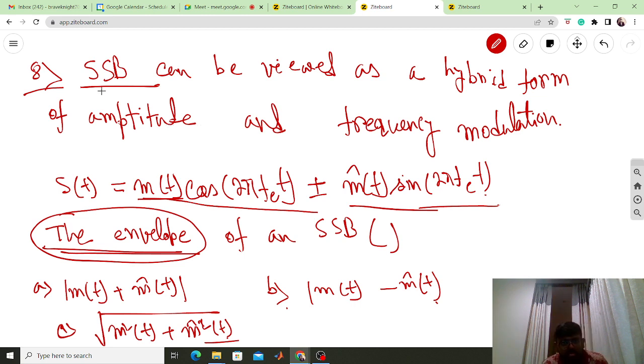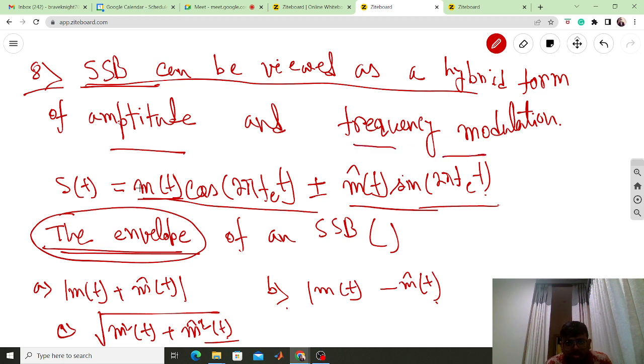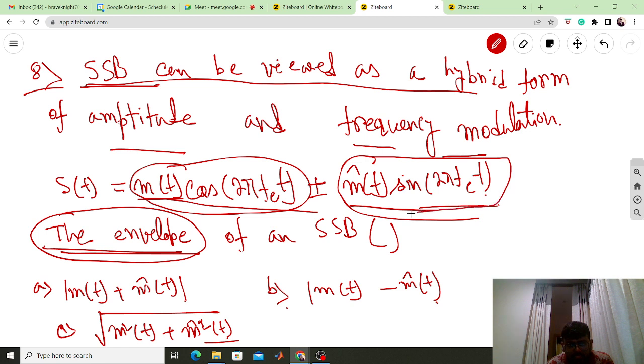Again, I have said that an SSB modulated signal can be viewed as a hybrid form of amplitude and frequency modulation. Why? See, here m(t) is the signal, that is sine cos 2 pi fct and sine 2 pi fct, and this can be written in this form. This SSB can be thought of as the message signal m(t) modulated by cos 2 pi fct. So the question is, what is the envelope of this signal s(t)?